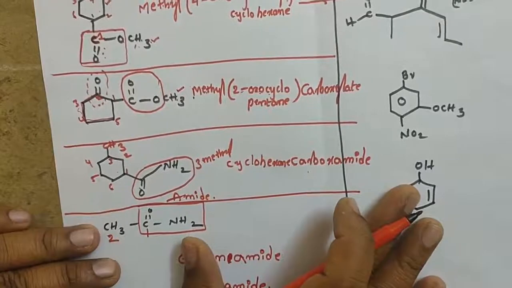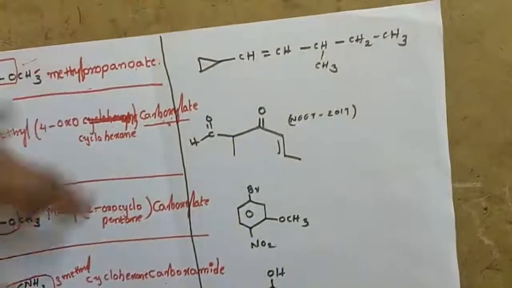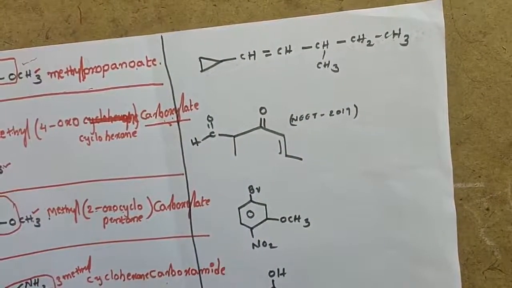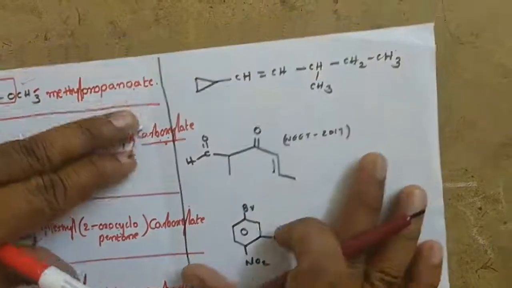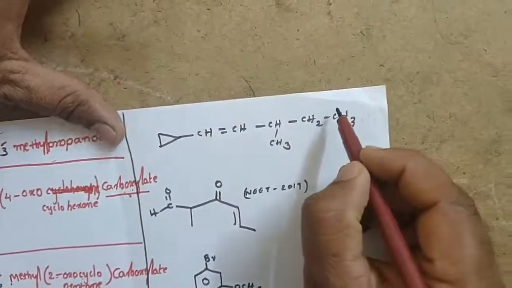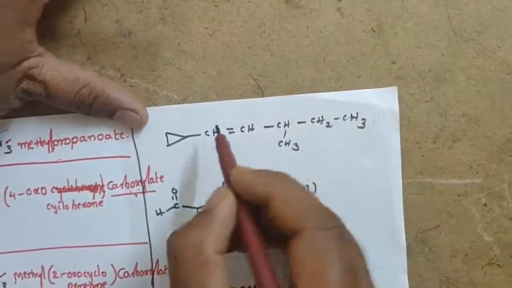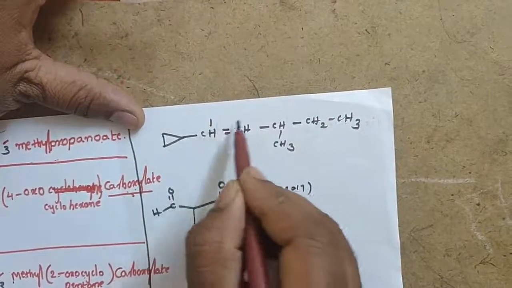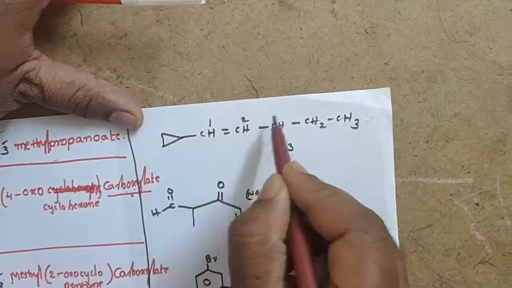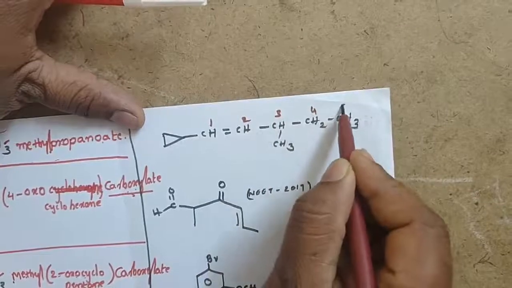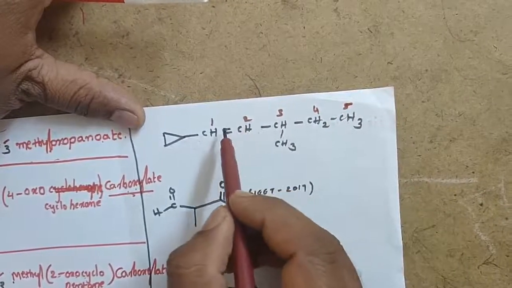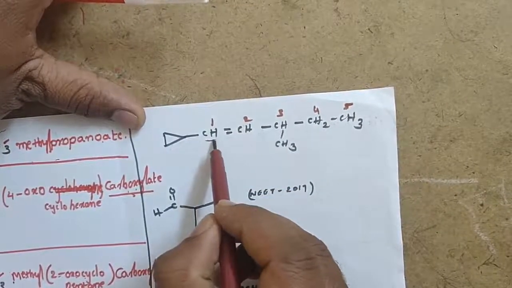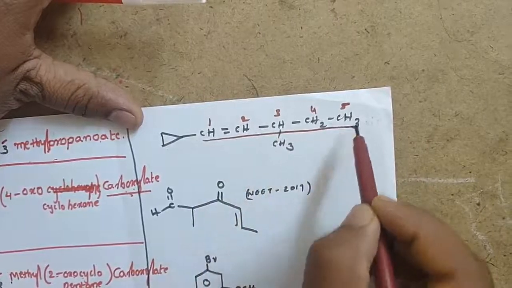I hope you understand. Then let me take this, a somewhat difficult molecule I'm going now. So here, you should start the numbering from here, because the double bond is here. 1 2 3 4 5. This is our longest chain.